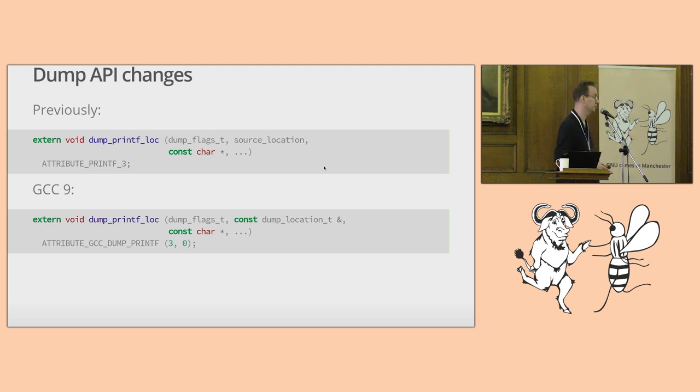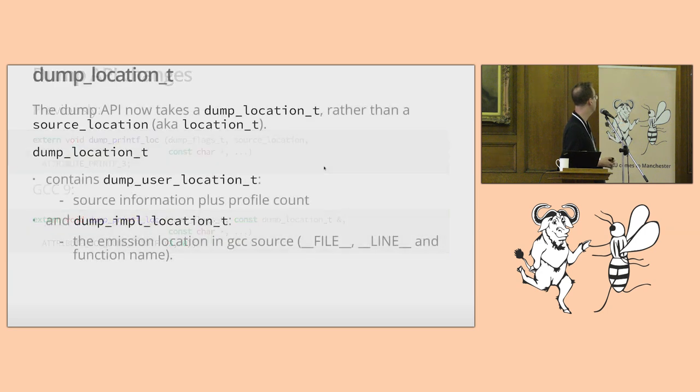Another thing I've been looking at that's already in GCC 9 is some tweaks to our dumping API. Previously, the main one was dump printf at a location, and it slightly changed signature, and two different things have changed in it. I'll talk about those. The first one is that I introduced a new type, dump location t, rather than just source location, aka location t, which is a typedef of the same thing.